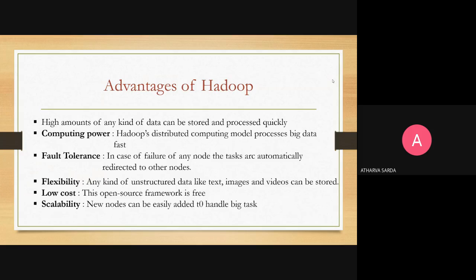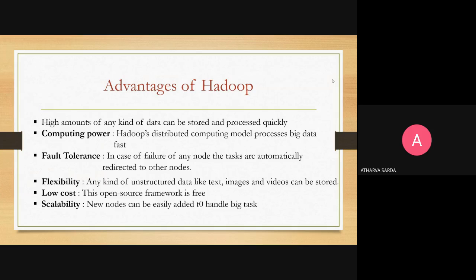Fault tolerance. In case of failure of any node, the tasks are automatically redirected to other nodes. What happens is if we are working with a system and suddenly some power cut happens or some cyber attack happens, there is a risk of losing our data. What Hadoop does is it suddenly redirects the data from our node to the other node, that is the other system. It is one of the best advantages of Hadoop. So in this way, we don't lose any data.